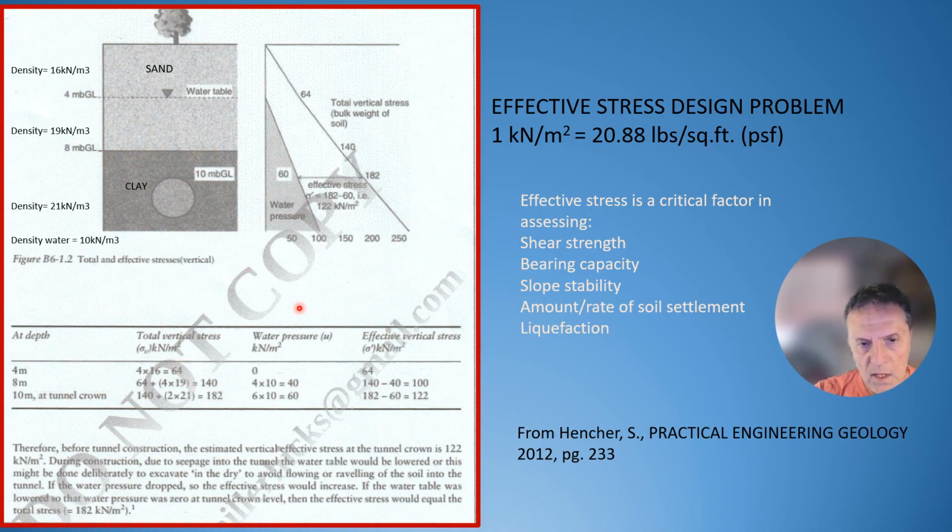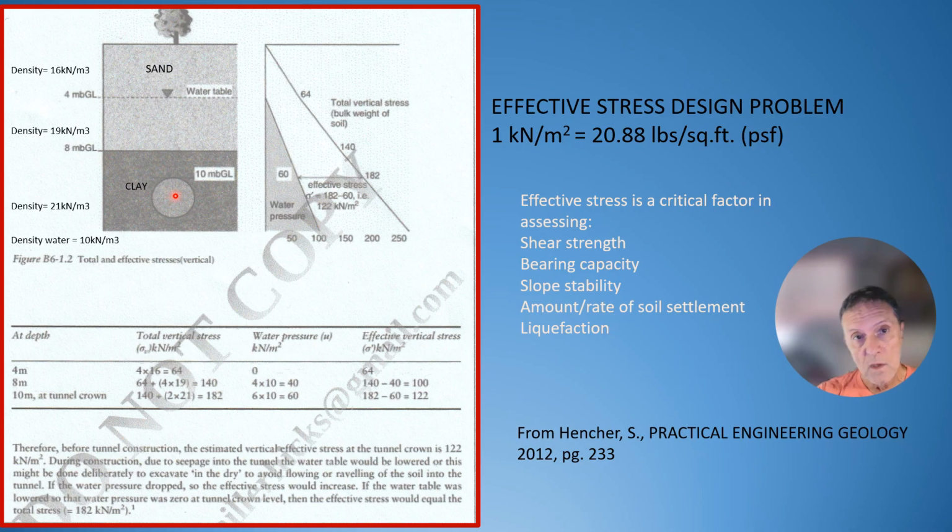Now what happens when you get effective stresses below the water table? Well, that takes away 40 kilonewtons at this point. So you have an effective stress of only 100. And at the crown of your culvert here, you now have an effective stress of 122 instead of 182. So during construction, when you're draining, let's say you want to drain this water down to below the elevation of the tunnel, instead of having 182 here, you now have 122.